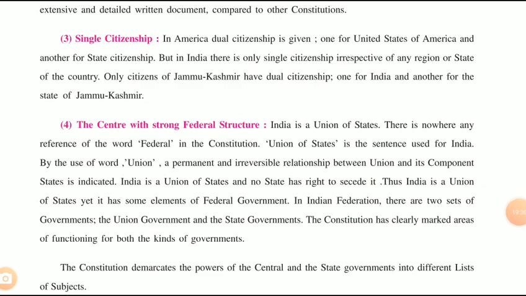After the application of Article 370, in Jammu and Kashmir also the dual citizenship is now removed, and the people of Jammu and Kashmir have only single citizenship, and the state is now dissolved into two union territories. One is Jammu and another is Ladakh.